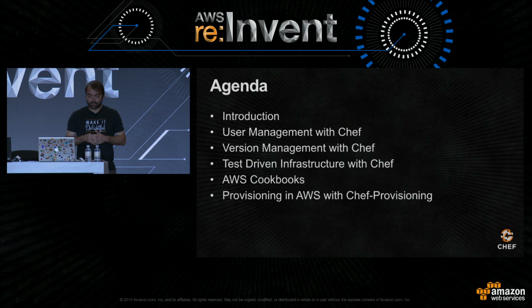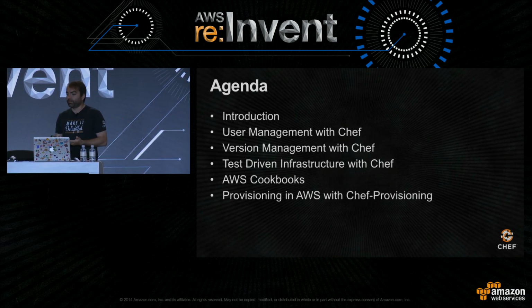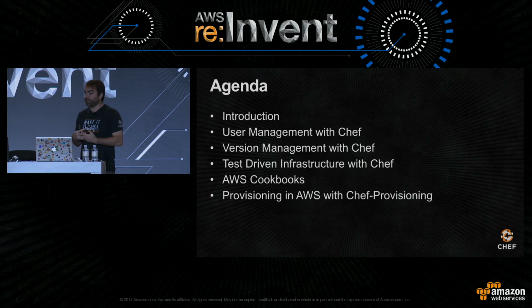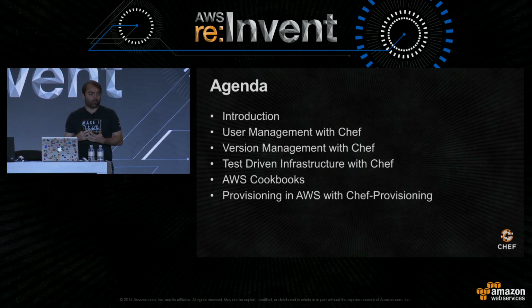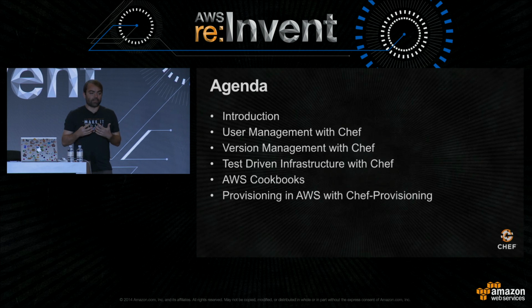And then give you a sampling of some AWS cookbooks that'll help you use AWS resources inside of your Chef recipes or cookbooks. And then lastly, we're going to talk about something called Chef provisioning and how you can provision machines, load balancers, and other components of AWS directly inside of recipes.